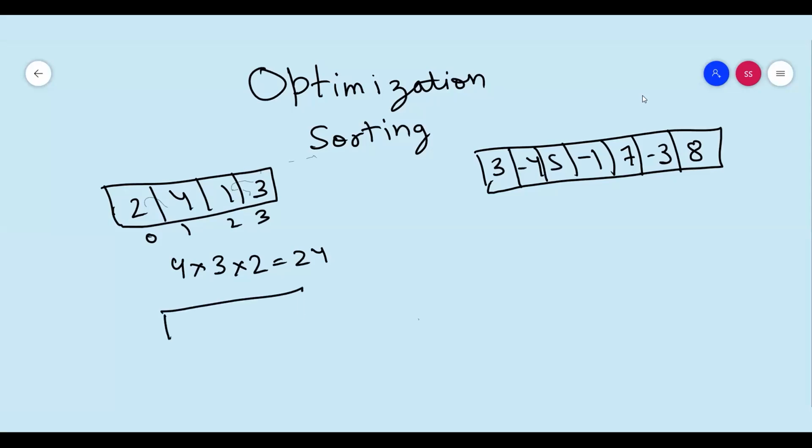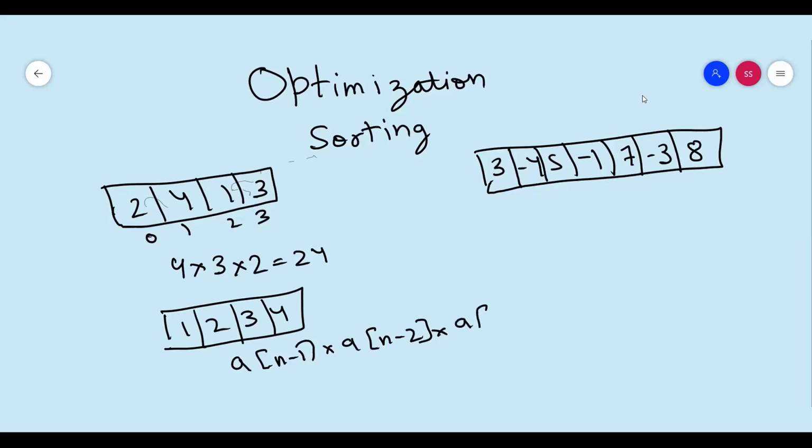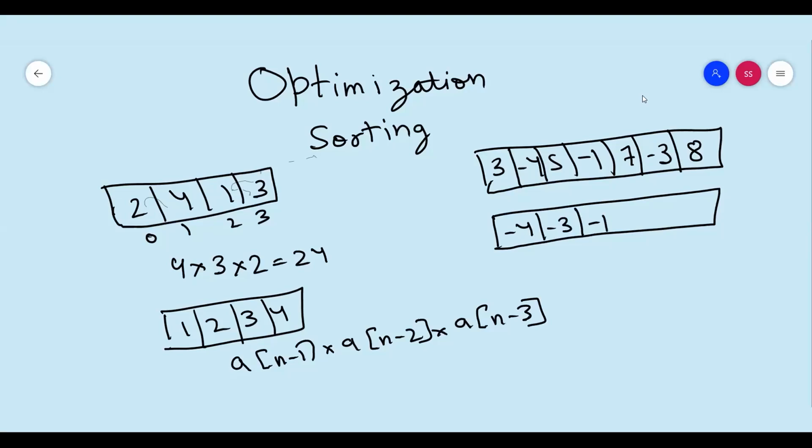So we'll sort this array, which will give 1, 2, 3, and 4. And therefore, we can find our final product as A[n-1] into A[n-2] into A[n-3]. But the problem is that we do have negative elements in our array. So let's try and sort this array that we have. It will give -4, -3, -1, 3, 5, 7, and finally 8.